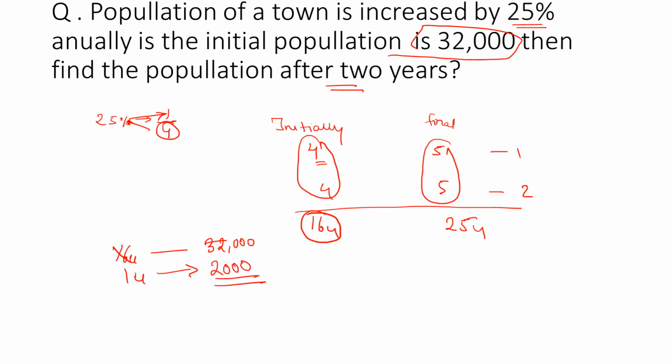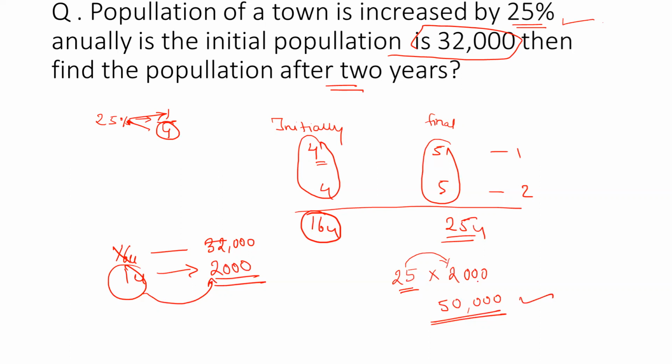As soon as I get the value of 1 unit, can I calculate the value of these 25 units, which is the population after 2 years? So easily I can calculate the value of 25 units. I'll multiply 25 with 2000. Why 2000? Because 2000 is the value of 1 unit and we want the value of 25 units. So by multiplying 25 with 2000, I'll get 50,000. So my population after 2 years, increasing by 25%, will be 50,000. Are you getting my point?